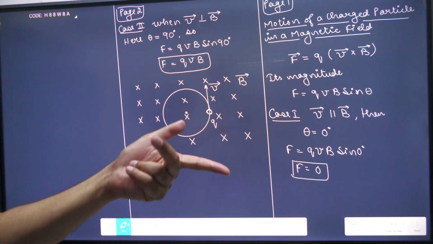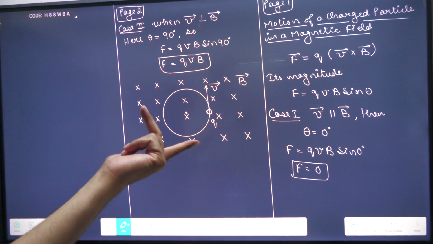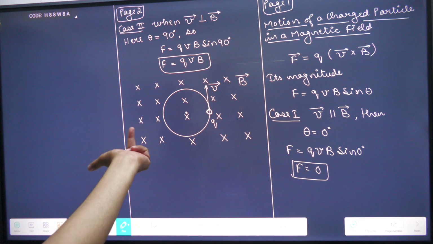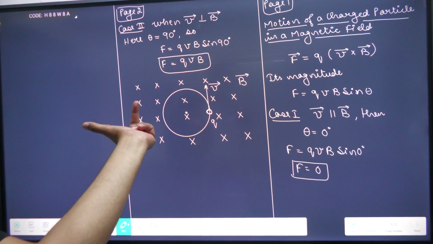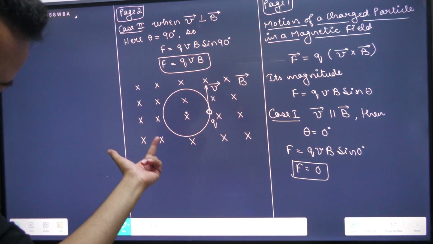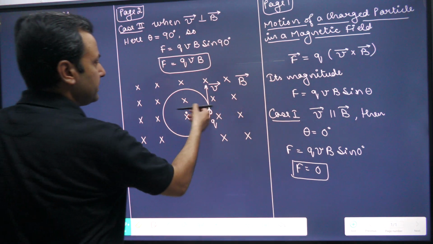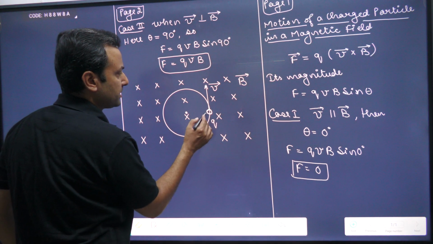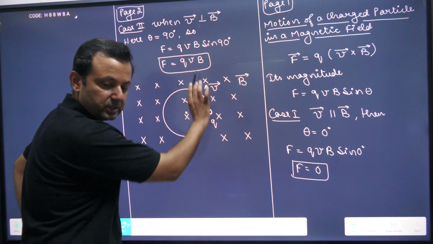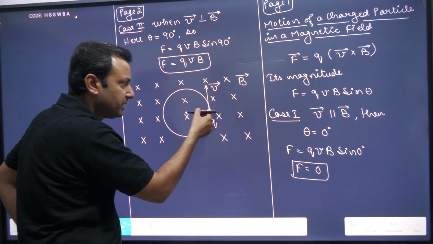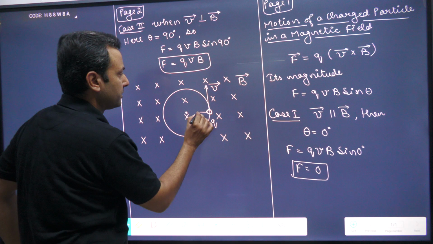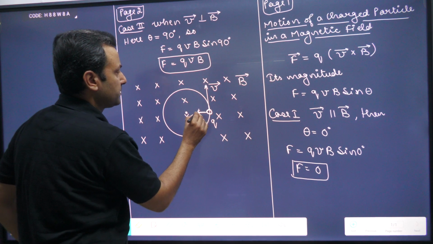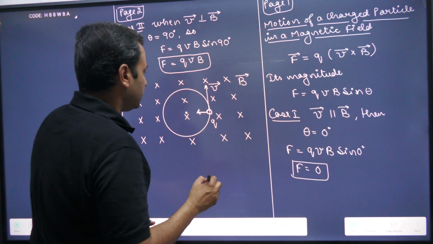So keep your central finger in the upward direction, and index finger into the page. Then the thumb is indicating in this direction. So the force will be in this direction, and this charge will experience it. Actually this charge is moving in the upward direction, but it is experiencing a force in this direction.